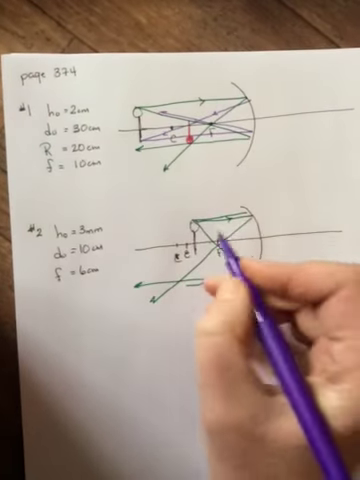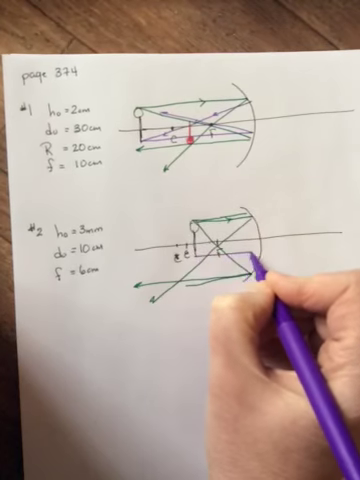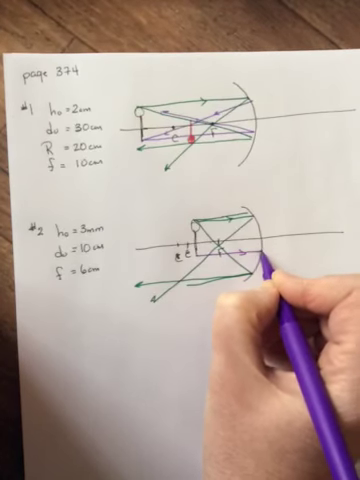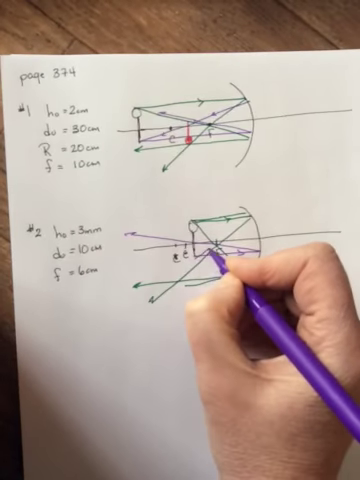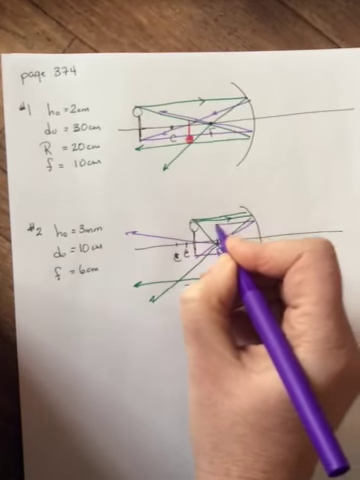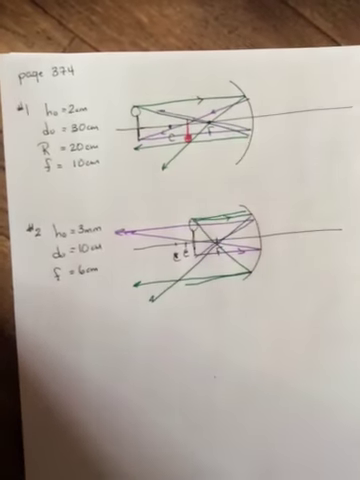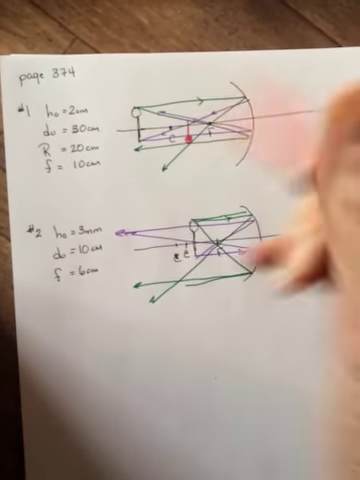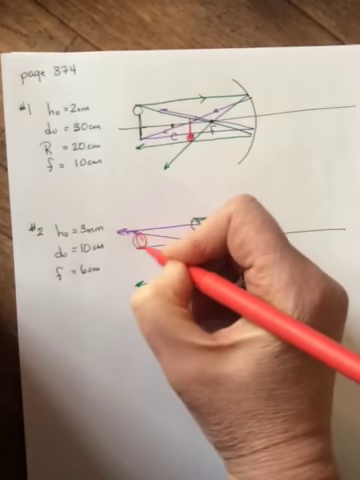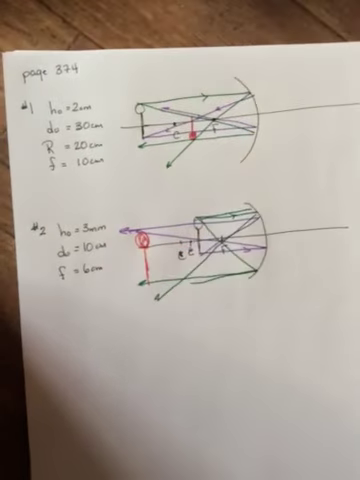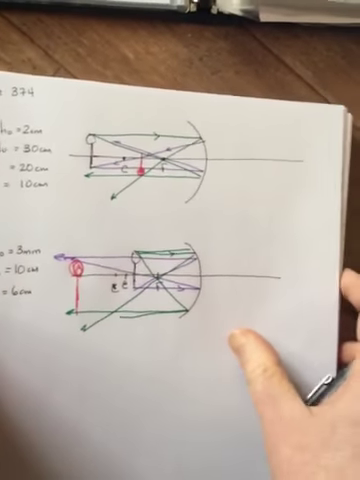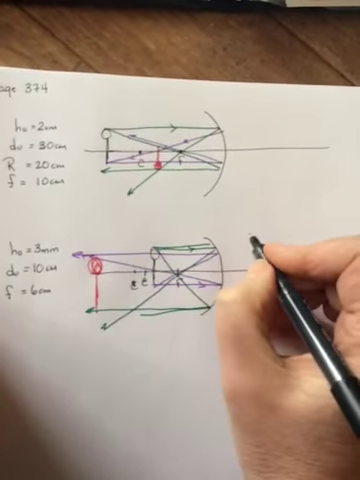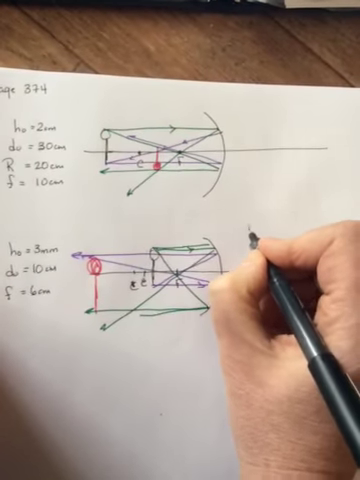Doing the bottom, in parallel to the principal axis, out through F, in through F, out parallel to the principal axis. And so my image, that one's not right. My image should be out here. Okay? And if it was to scale, it would be better. But I'll never ask you to do it to scale. But it does ask you to then find it mathematically.